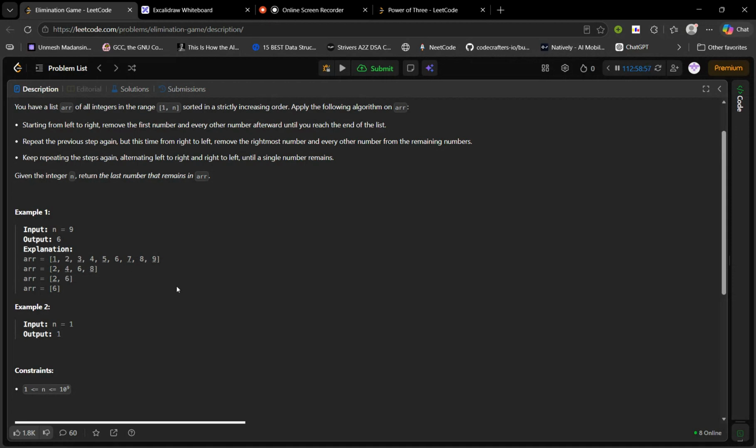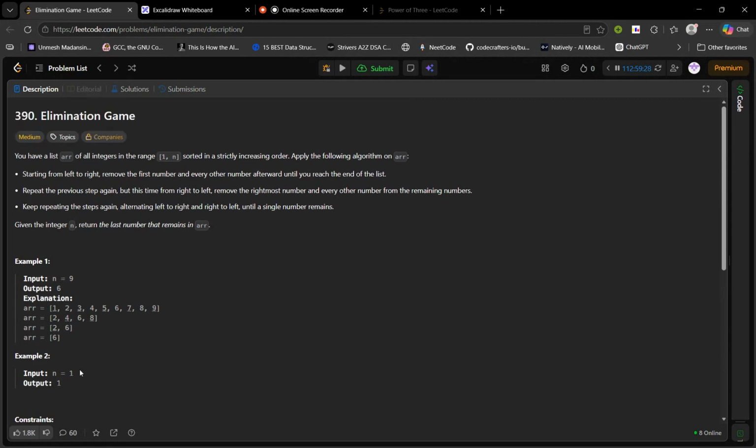Okay. Then in the second round we do the same but from the right side. So the first number is 8, skip 6, then 4, skip 2. So 8, 4 are removed. Now again from the left, only one element, 2, is removed as we skip 6, and the sole remaining number is 6. Therefore the answer is 6 and the output is 6.